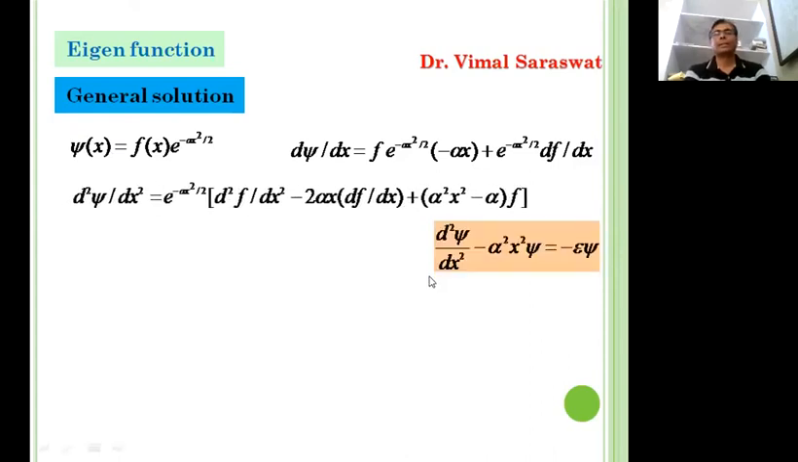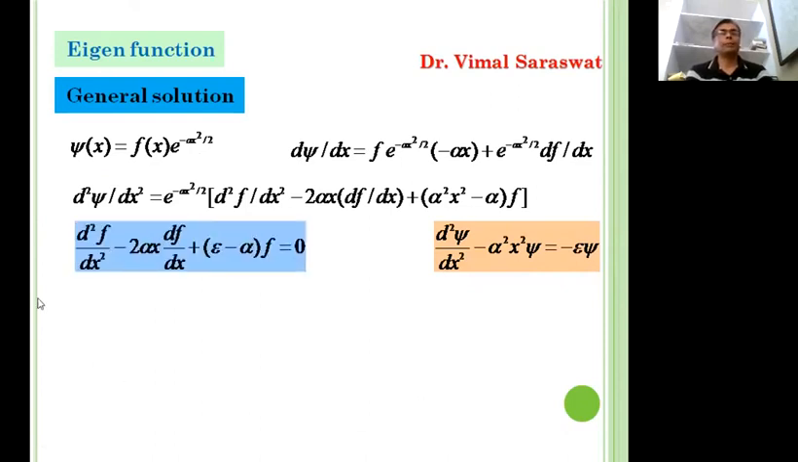Now our equation is d2 psi by dx2 minus alpha square x square psi equal to minus e psi. If we substitute the value of d2 psi by dx2 from here to here, and psi equal to f exponential minus alpha x square by 2 from here to here, then the form of this equation will be d2f by dx2 minus 2 alpha x df by dx plus e minus alpha f equal to 0.